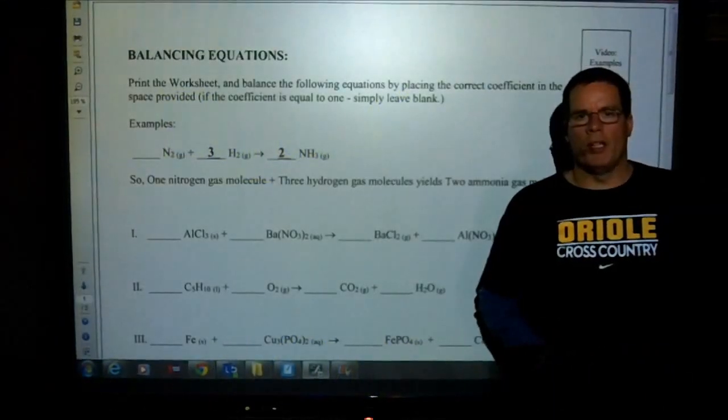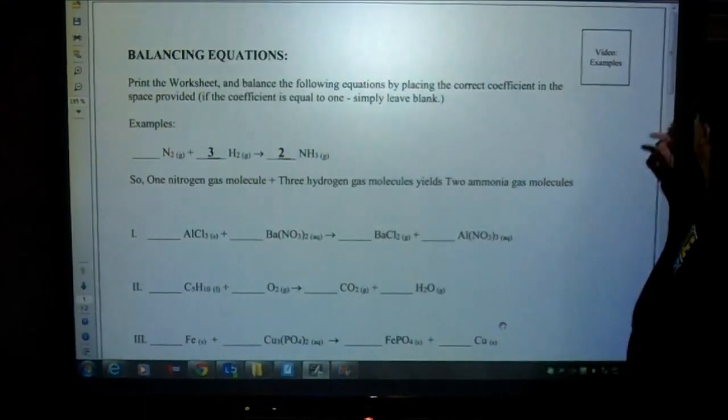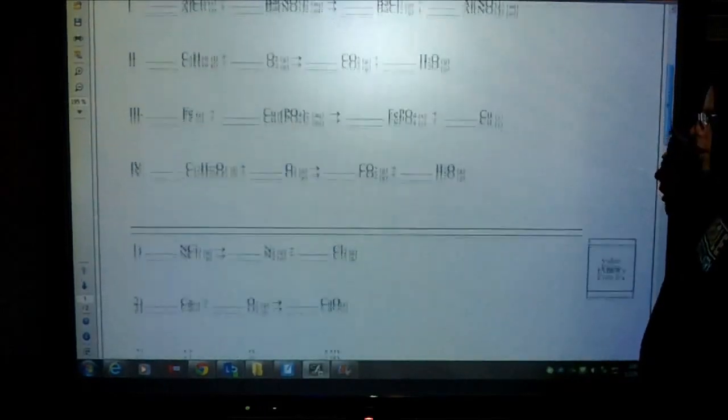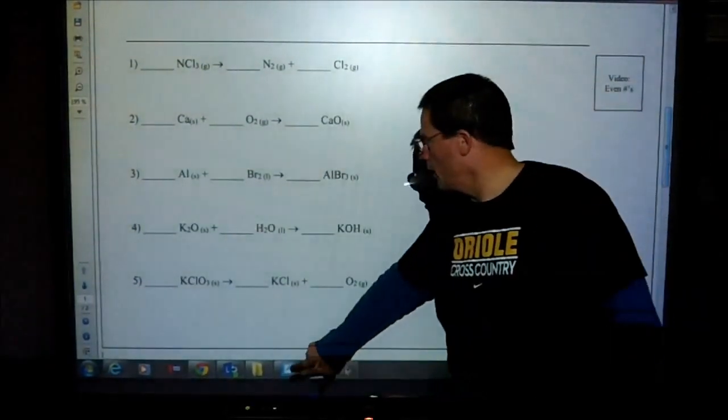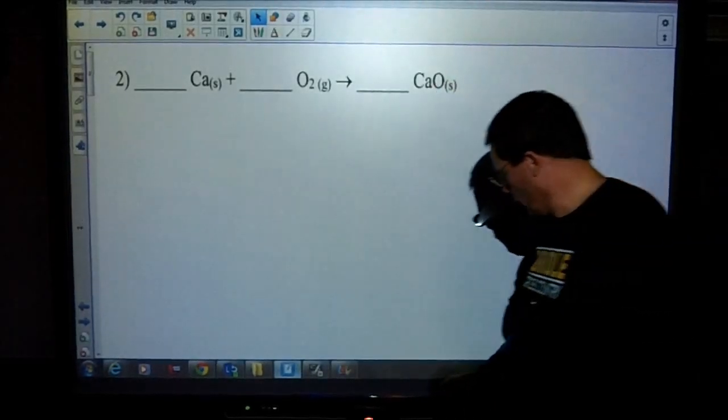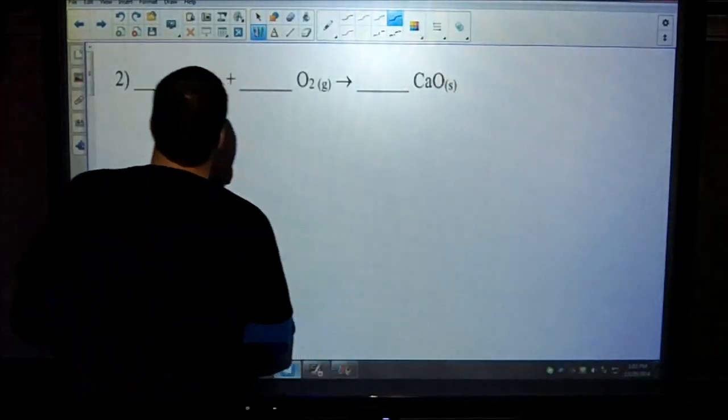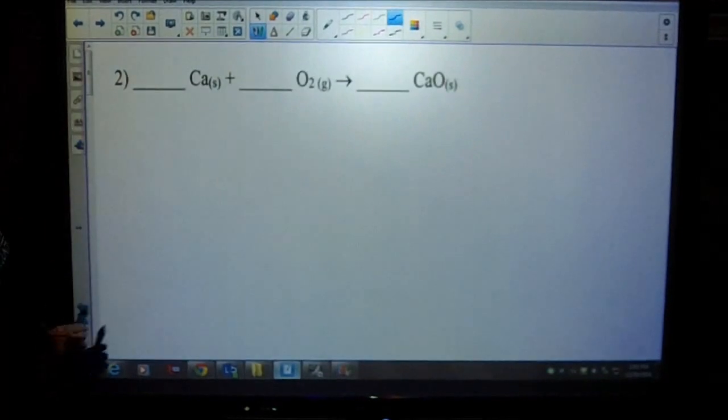Now that we've worked out the examples, let's take a look at the even problems. The answers to the odd questions are online. So let's take a look at the evens. And same thing, just like what we talked about in the examples, let's start with an inventory.